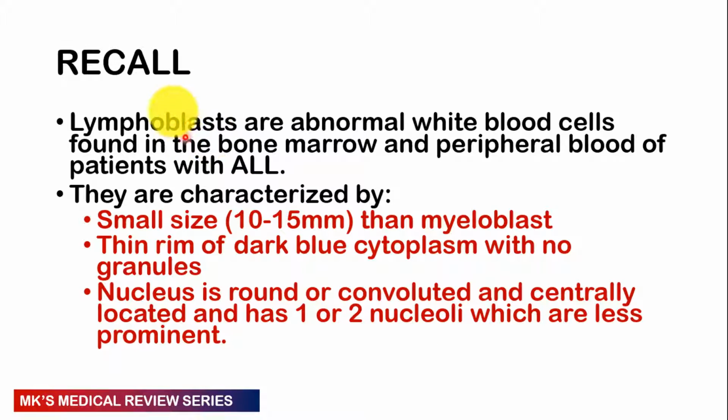So remember that when you are talking about lymphoblasts, these are just simply abnormal white blood cells that are going to be found in the bone marrow, and they can be found in the peripheral blood in patients that have acute lymphoblastic leukemia. What are some of the characteristics that are going to enable you to pick them out, that, of course, this is a lymphoblastic cell? They have a very small size, so 10 to 15 millimeters, that's smaller than the myeloblast. Then they have a thin rim of dark blue cytoplasm with no granules. They do not have any granules. Then, of course, the nucleus is round, or it can be convoluted and centrally located. It may contain 1 or 2 nucleoli, which are less prominent. In some instances, the nucleus may actually not be central.